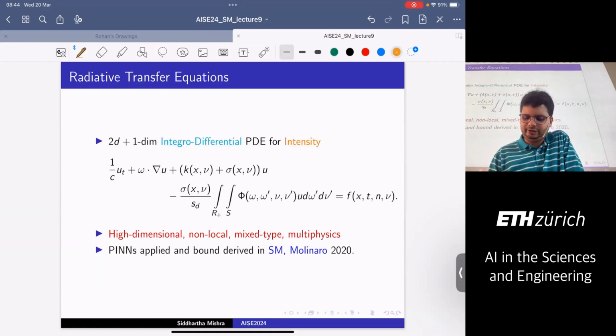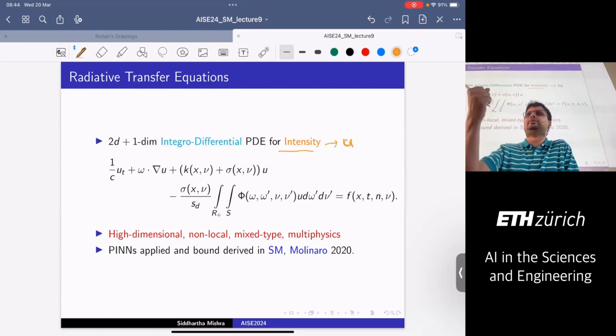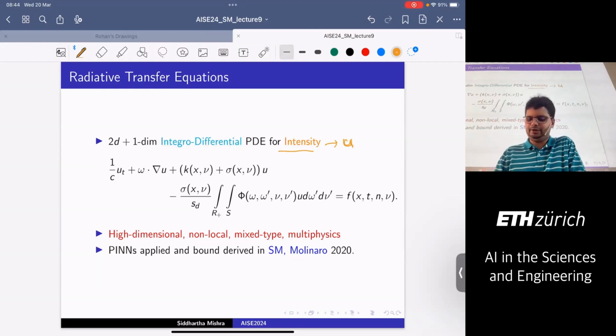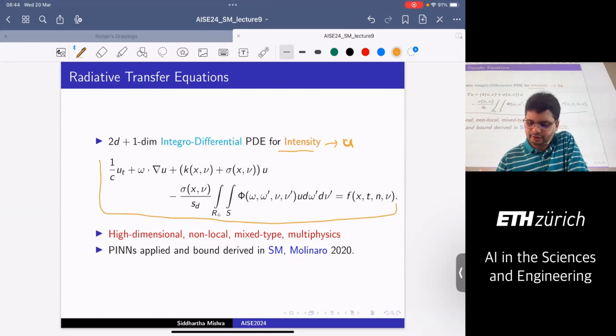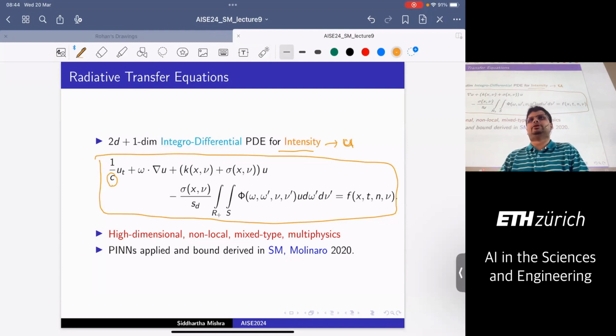So the quantity of interest, U, is what is called the radiative intensity. This somehow measures the total amount of radiation at each point and in time. And there is a master equation which governs this. It seems rather complicated, but it is not. So this is, of course, the time derivative. C, as you can imagine, is the speed of light, because radiation is light essentially, right? So it travels very fast. So essentially, this is a very, very small term, because 1 over C is a very, very small quantity.